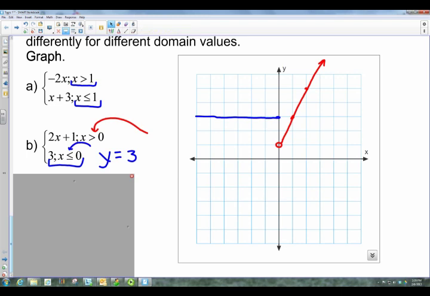Now these are a little bit tricky. You really have to understand what they're asking for in those domains. So if you have questions, contact me, let me know, and we can get together and talk about these in the forum. Alright, good luck with your assignment, and I will see you next time.